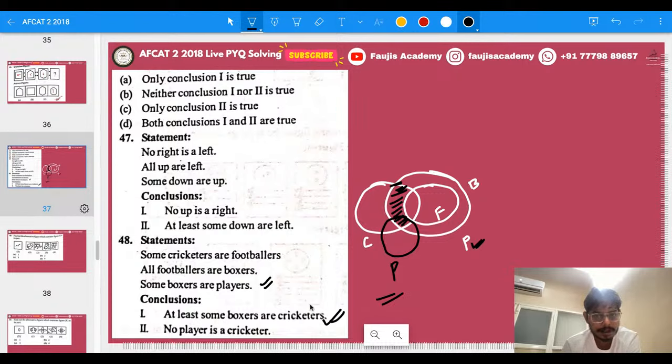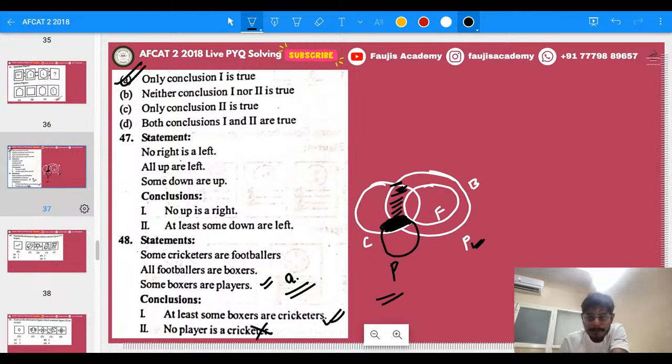So no player is a cricketer. Over here, there are players who are cricketers. So this is wrong. If this is wrong, what will the answer be? A. Only conclusion one follows, guys, right? Shall we move? The syllogism is an important topic, guys.